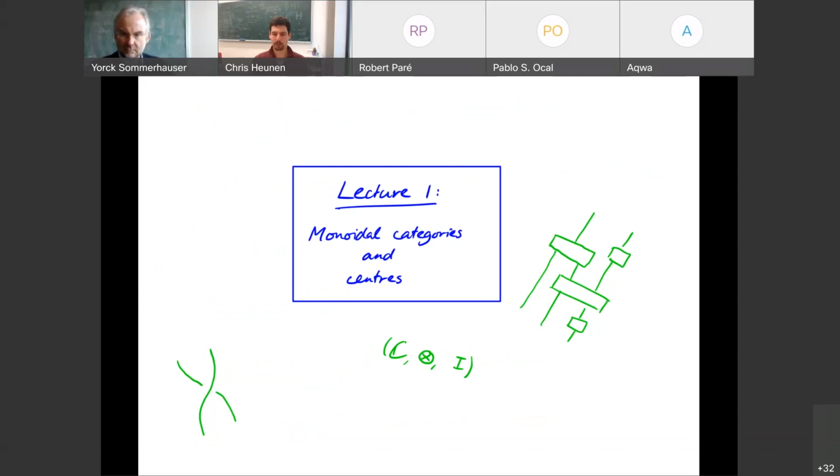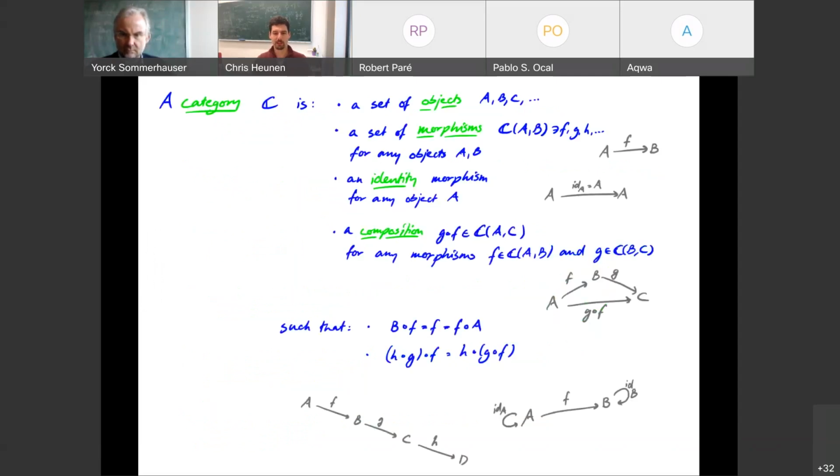Lecture 1 is about monoidal categories and centers. So just to be very, very basic, because undergraduates and your grandmother are supposed to be able to follow everything, let's start with what a category is. By category, I'm going to mean a set of objects, and I really mean set. All the categories I'm going to talk about. They'll typically be called A, B, C, etc. And for any 2 objects, I want there to be a set of morphisms from A to B, and we'll typically call them f, g, h.